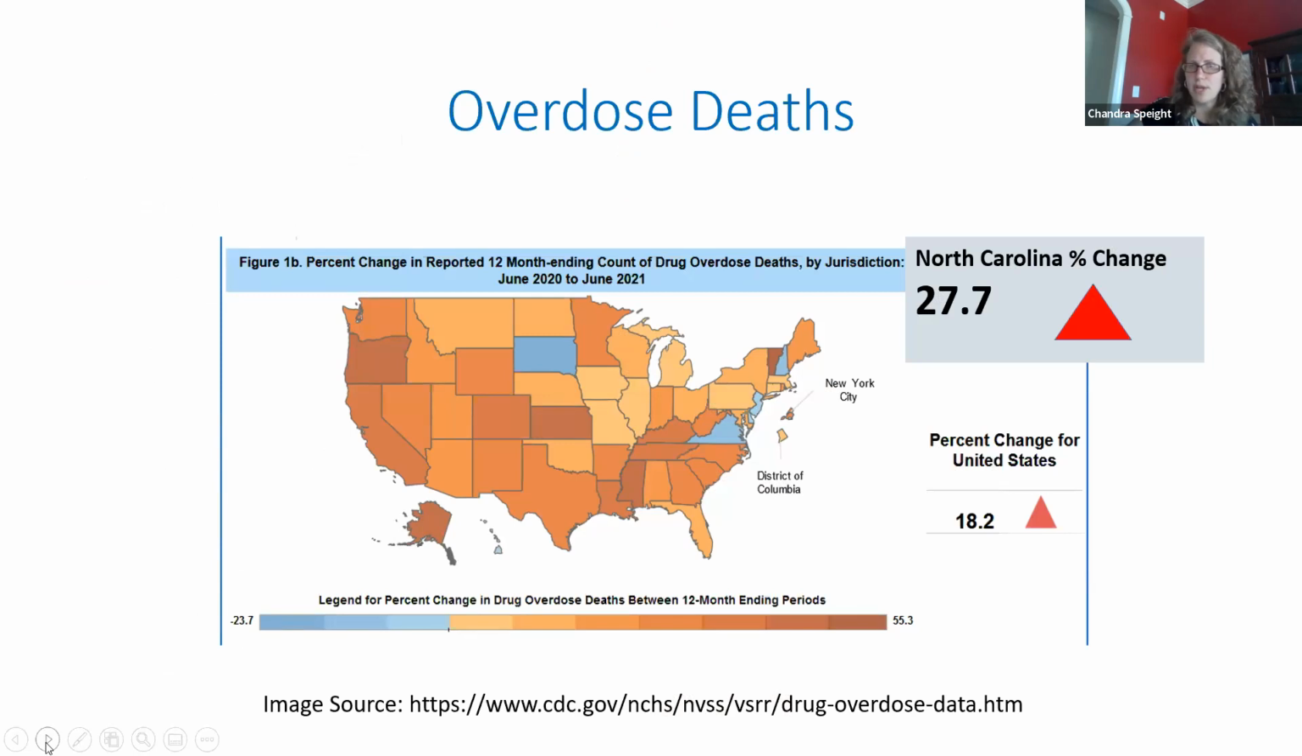This shows overdose death rates in the United States, a percent change from June 2020 to June 2021. Nationally, the increase was about 18.2%. Where I live, North Carolina, it was 27.7%. And in Illinois, per this map, it was about 22%. So again, we have seen an increase in overdose death rates.